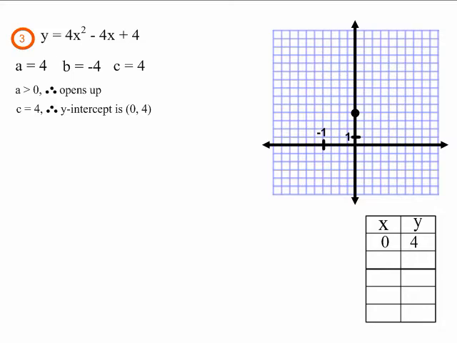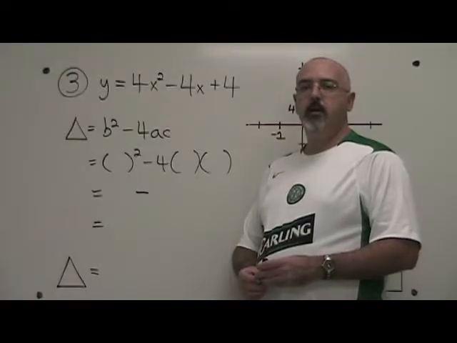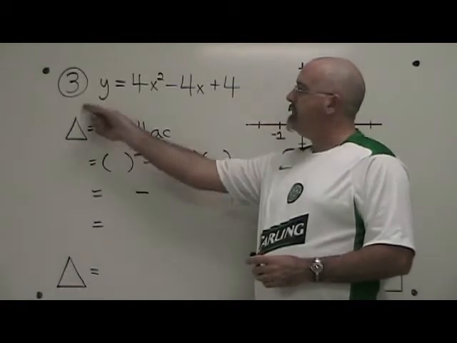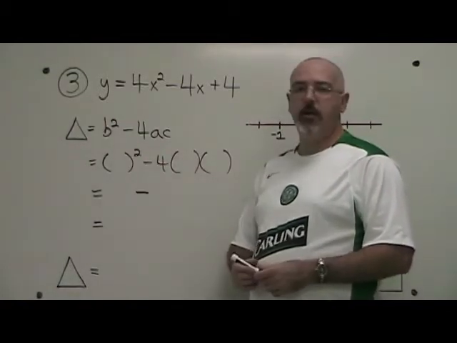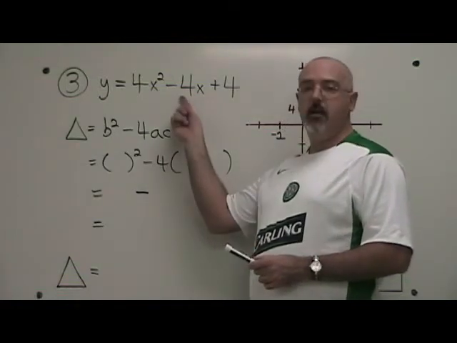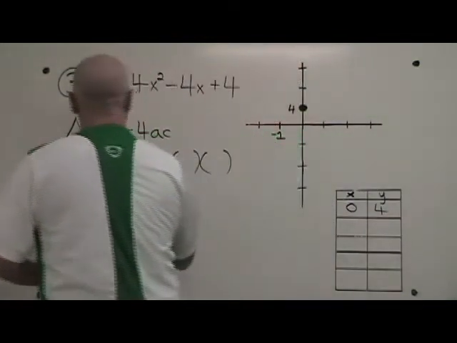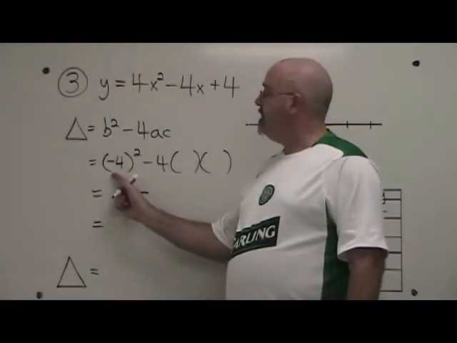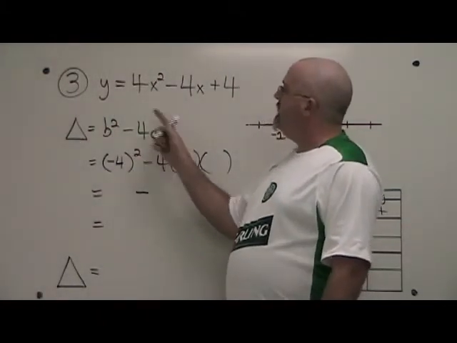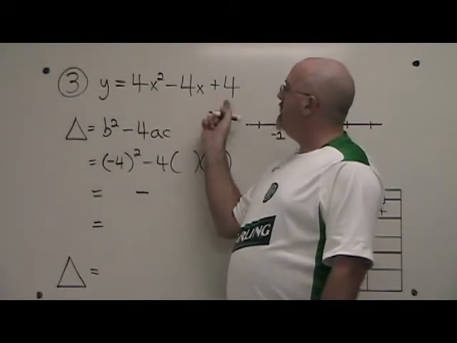This is what example 3 looks like before we find the discriminant delta. To find the discriminant delta for example 3, we use the discriminant formula, b squared minus 4ac. Our b is negative 4. So it is negative 4 squared. 4ac is equal to 4 times 4 times 4.